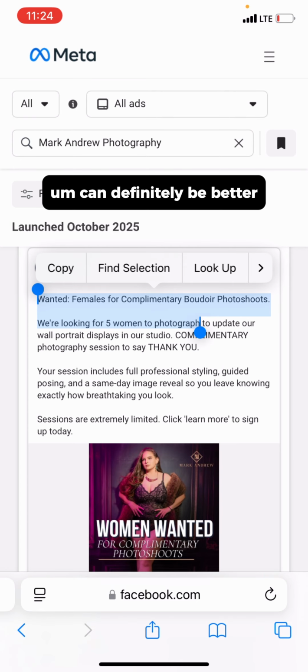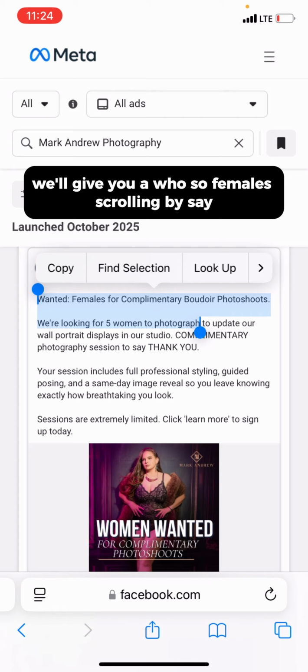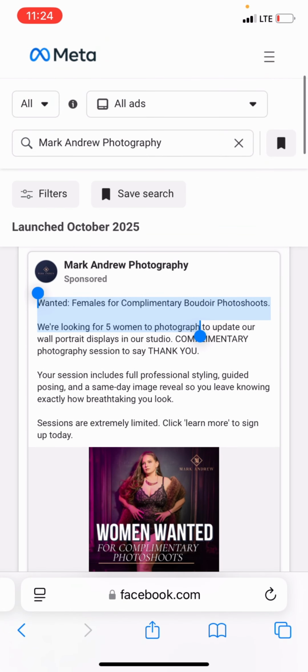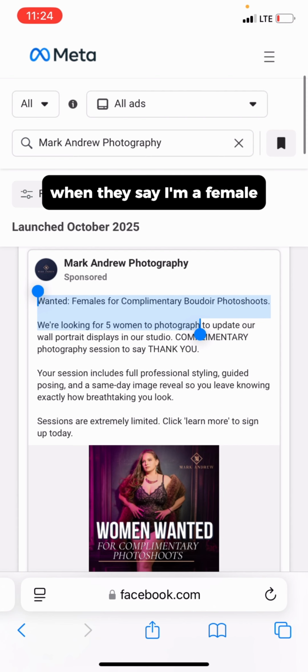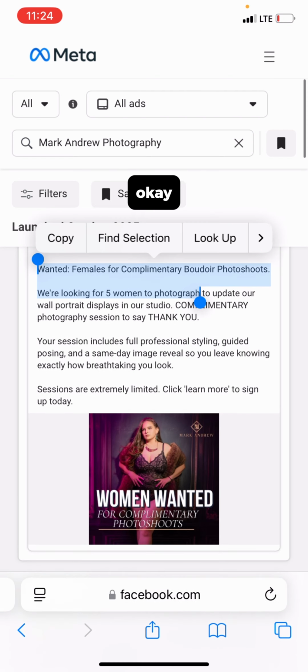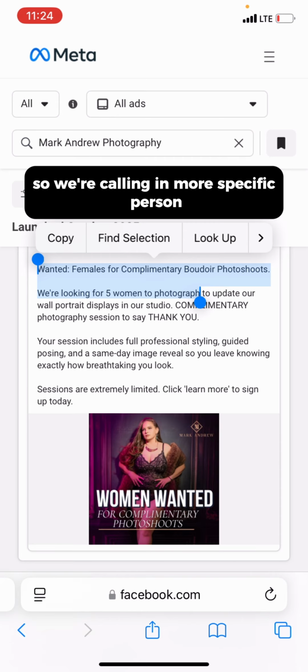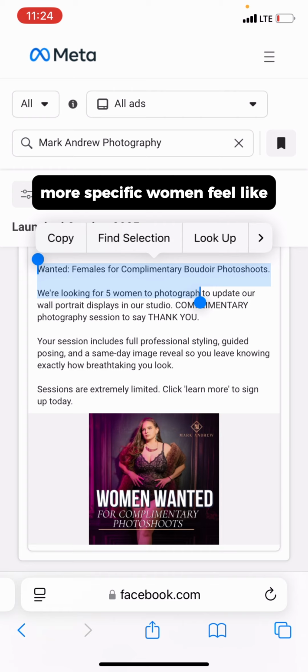It can definitely be better, but all right, we'll give you a who. So females scrolling by say, hey, I'm a female, and they scroll back up. All right, so we've got the who here. We're calling out a more specific person, more specific women. They feel like what we're talking about is more relevant to them.